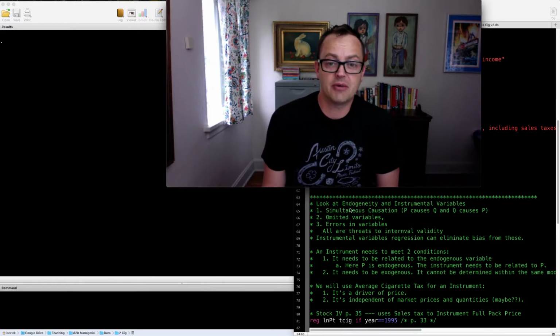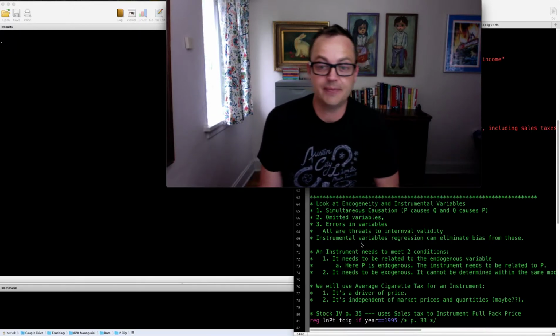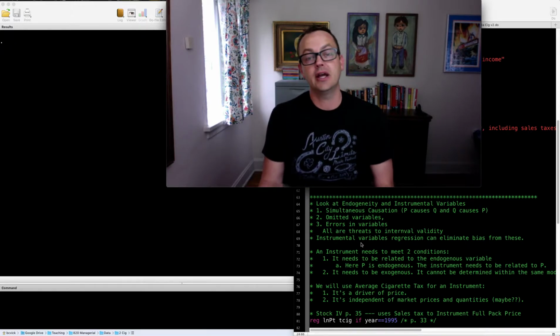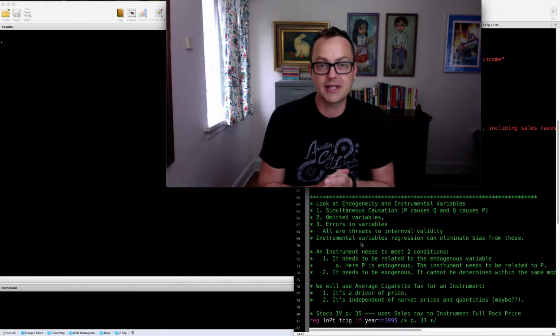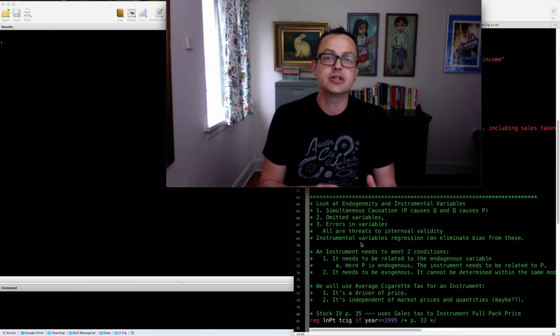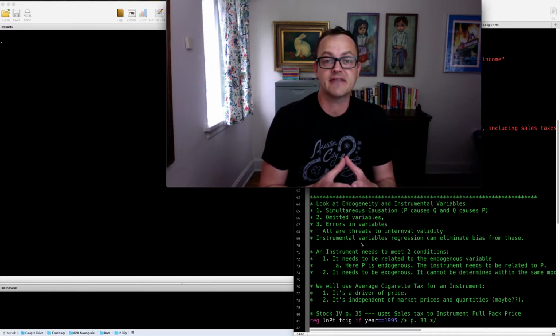Other problems with endogeneity could happen because you have omitted variables or you have errors in your measurement. So these are threats to internal validity. What we want to do is find an instrument that can predict price but is unrelated to quantity. In other words, an instrument that goes on the right-hand side of our equation and predicts that endogenous independent variable, but it shouldn't be related to the endogenous dependent variable, the left-hand side variable.